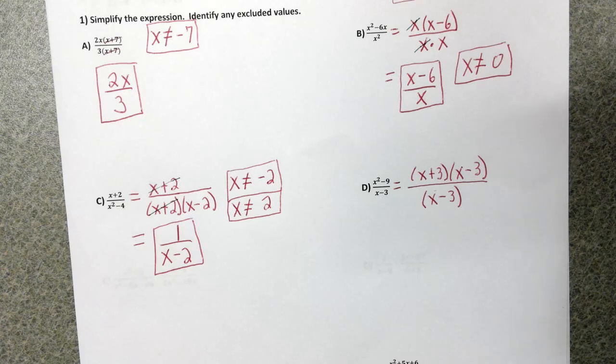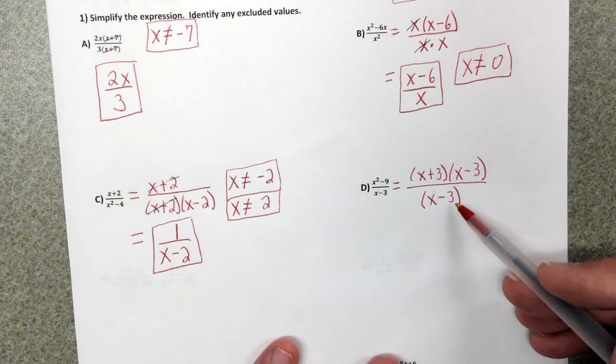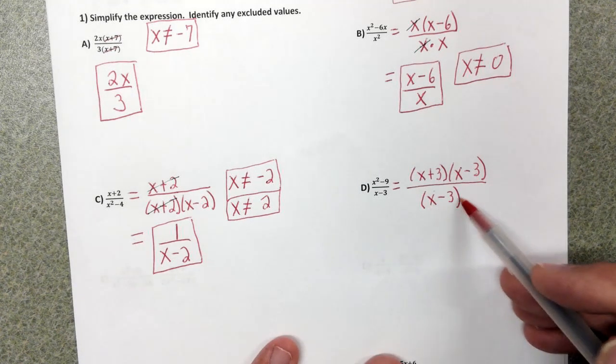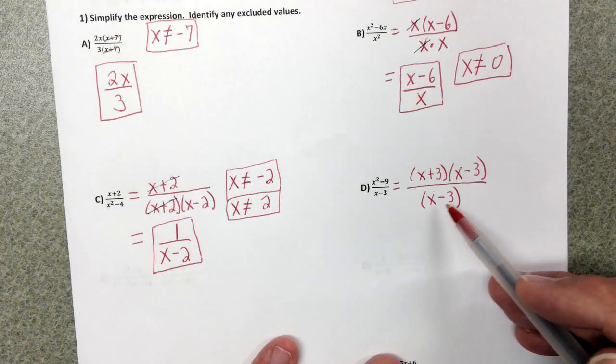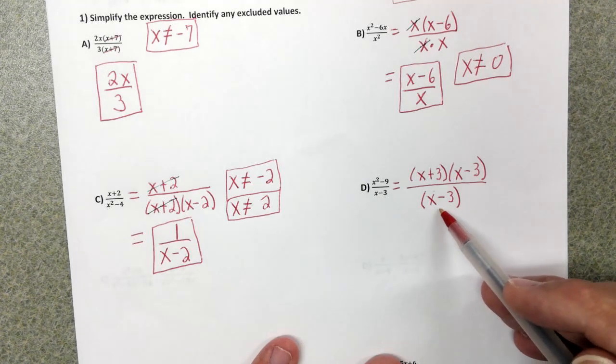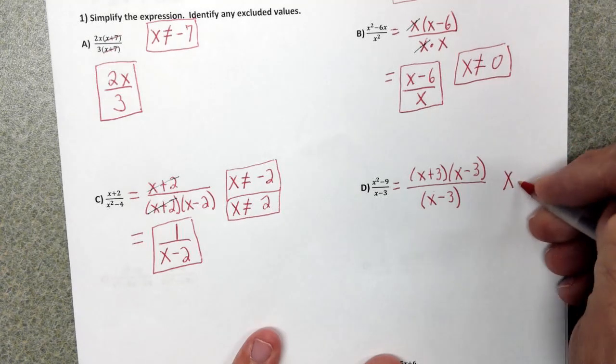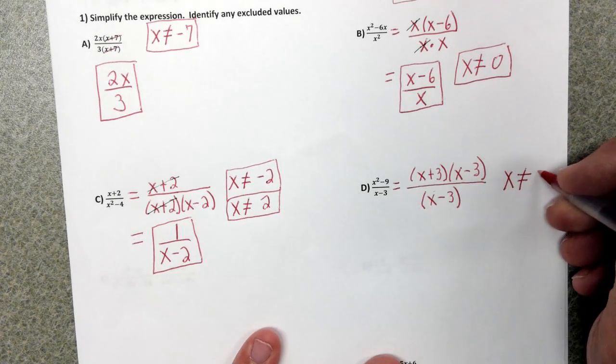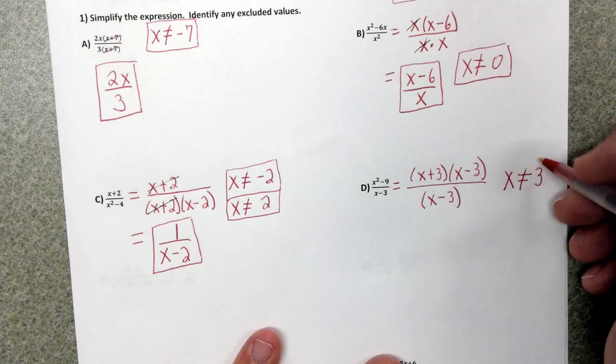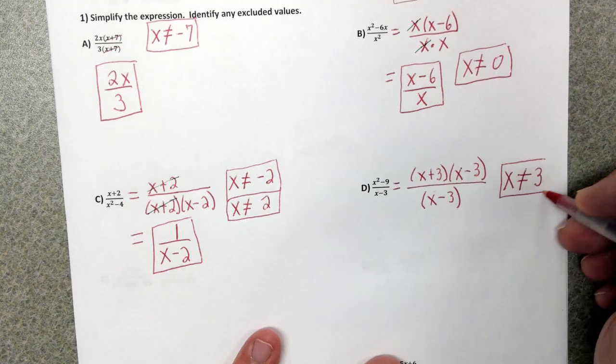So now that we've got it in factored form, let's go ahead and look at our excluded values. The denominator is x minus 3. So the only value that's going to make that 0 will be a positive 3, because 3 minus 3 is 0. So our excluded value would be positive 3. So x cannot equal a positive 3.